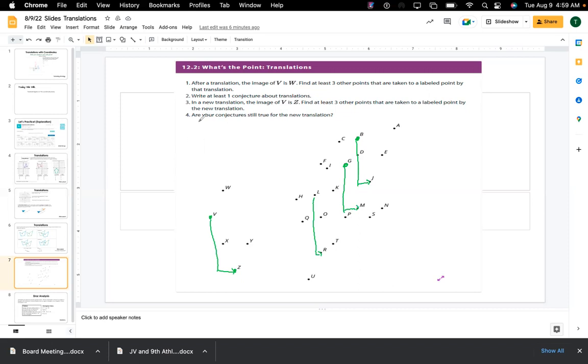So again, if we're going to write a conjecture, we went to the right some units, and then we went down some units. Remember, that's going to be a minus, right? Now the reason why I'm putting a question mark and this little asterisk right here is because we don't know how many units it is. We could make up a number if we wanted to.